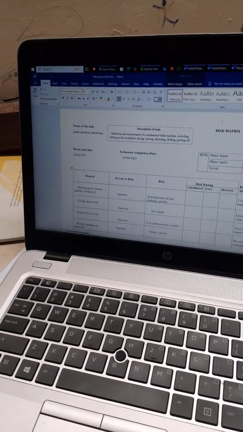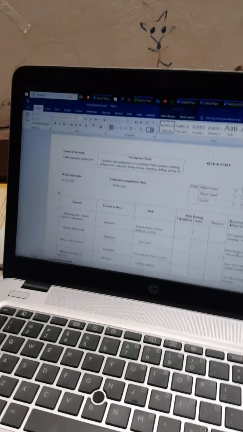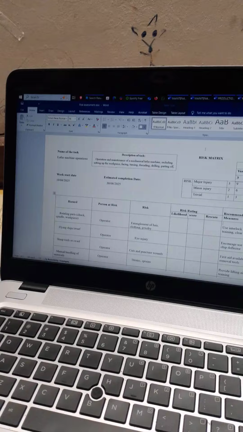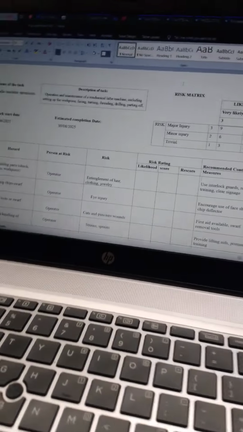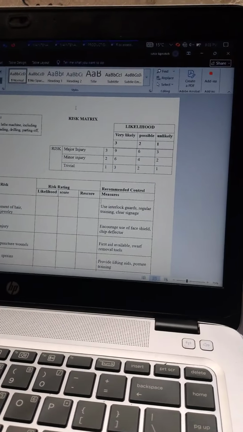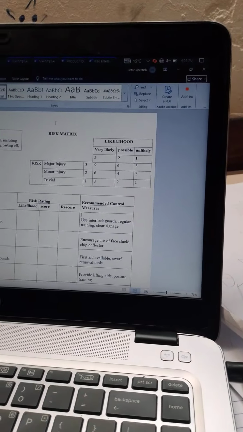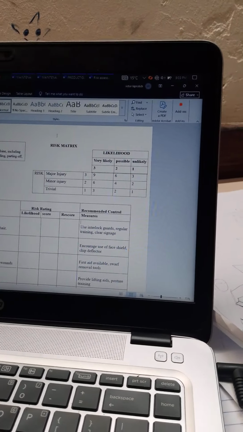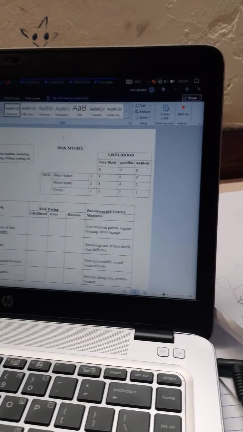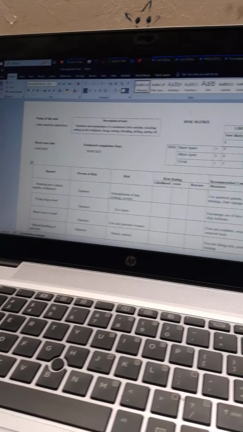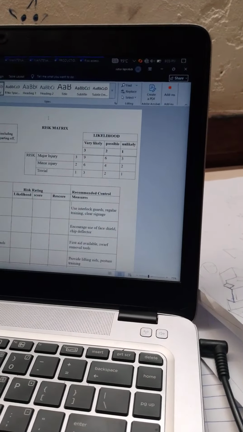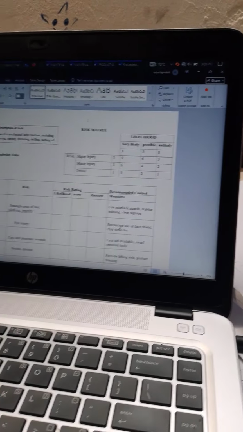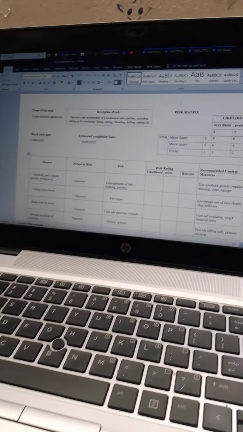So from the lathe machine, we have the assets, we have the person who is at risk, we have the risk itself, and the risk rating, which we shall obtain from our risk matrix, whether it is major, minor, or trivial. We give major 3 points, minor 2, trivial 1. From the likelihood, we have 3, 2, and 1. So if we multiply, we shall get our score.